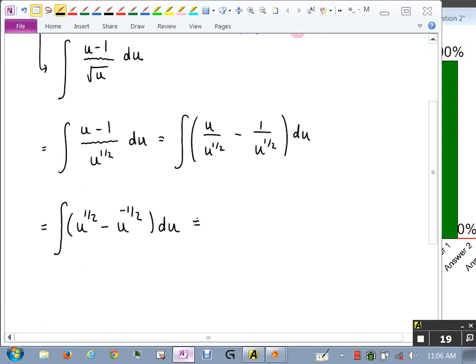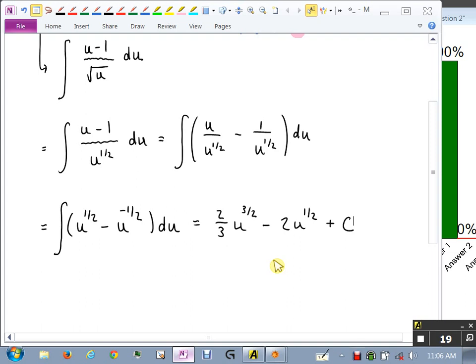And I hope you've done enough power rule now. What would the antiderivative of u to the half be? 2/3 u to the 3 halves. And then the other one would be what? 2u to the half plus c. So at the point that I actually applied the power rule, my integral sign goes away, my du goes away, the c appears.